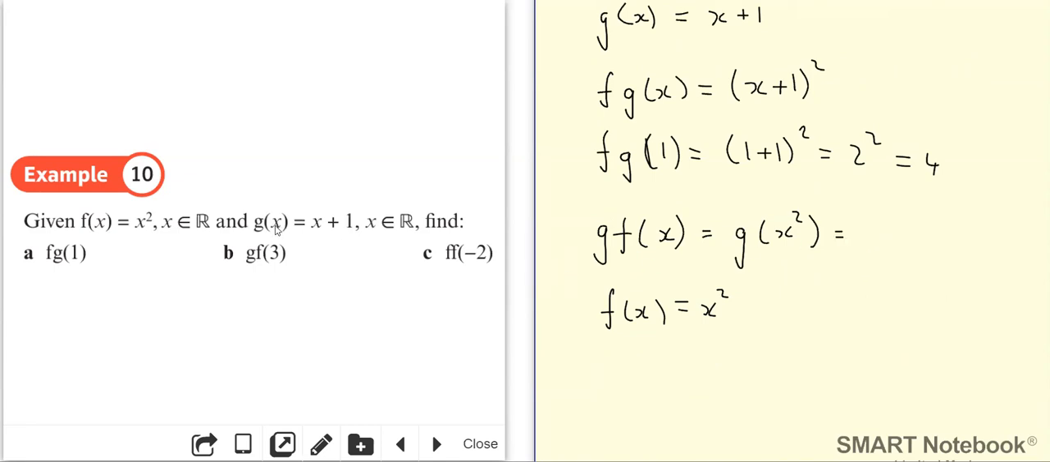Now, if your input is x, you're adding 1 to it. If your input is x squared, you're adding 1 to x squared. So you get x squared plus 1. So gf of x equals x squared plus 1. No, it's not x plus 1 squared plus 1. Look at my working out and see if that makes sense.